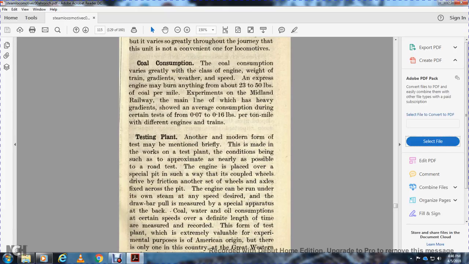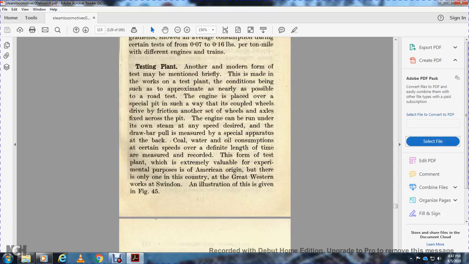Testing plant. Another modern form of the testing plant is mentioned briefly, made in the works, with the conditions being such as approximately to reproduce those of the road test. The engine is placed over a special pivot in such a way that the coupled wheels drive with friction, with other wheels or axles fixed across the pivot, but the engine can run under its own steam at any speed desired. The drawbar pull is measured with a special apparatus, and the coal, water, and oil consumption is kept track of. Certain speeds for a definite length of time are measured and recorded.